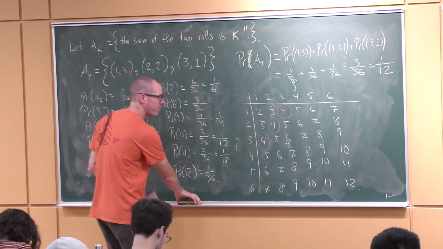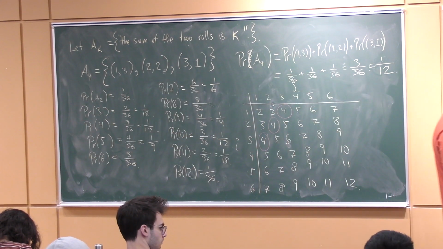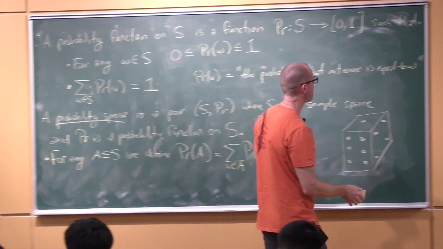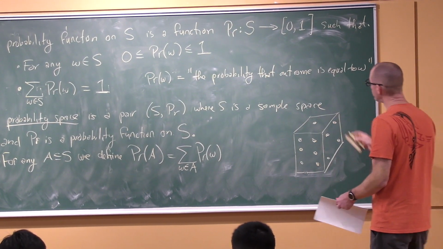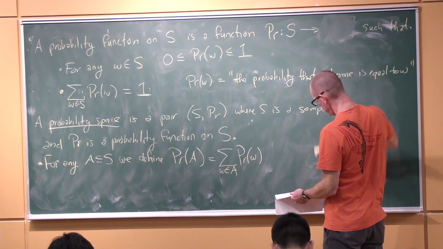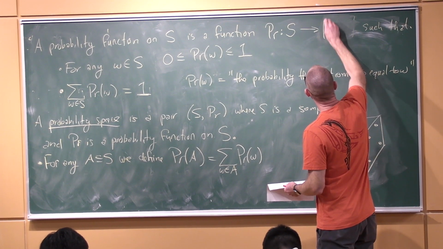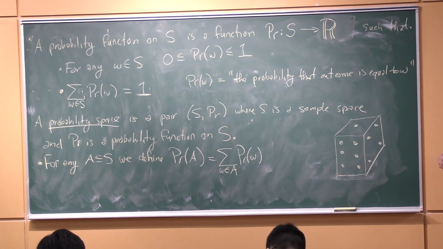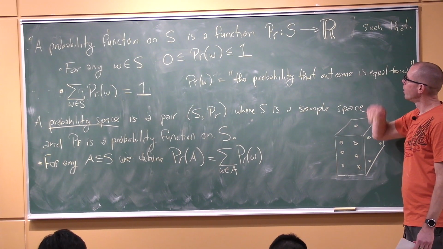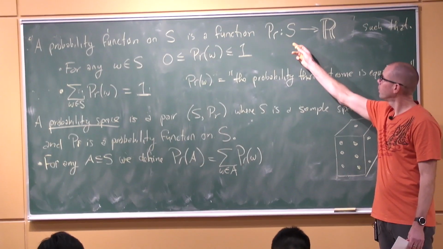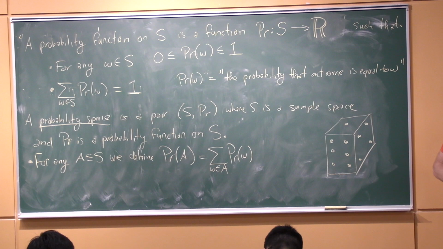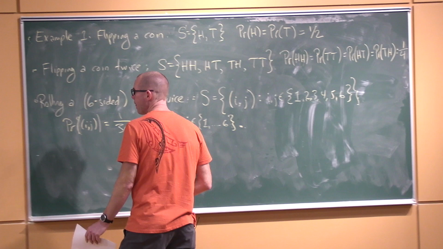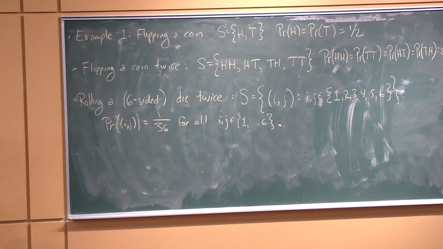All right, I think this is really important, so we're going to leave it. I'll just change one thing because it's redundant. It's a function from the outcomes onto real numbers, but these two conditions mean that the values have to be between 0 and 1 anyway.